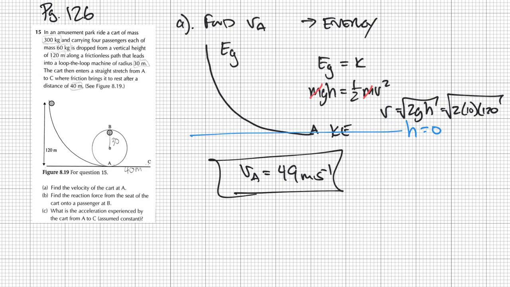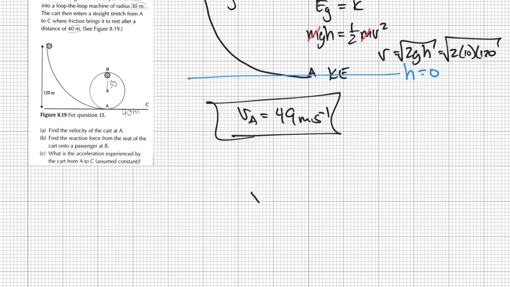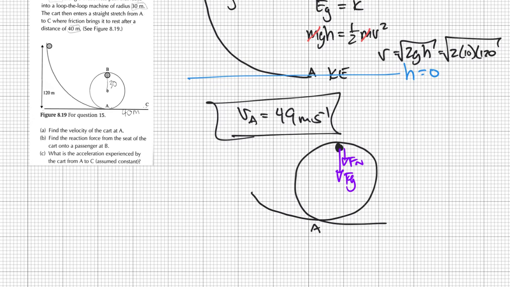Okay. Second part, find the reaction force from the seat of the cart onto a passenger at B. Well, as we continue along our path, we need to know that when we're at B. So let's draw the scenario, right? So here's A, and then B is obviously right here. So we have the force of gravity acting down. We also are going to have a normal force acting down as well because it's on the underside of this loop. So that normal force is going to be pushing it downwards.